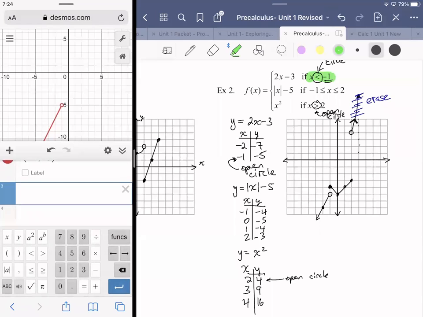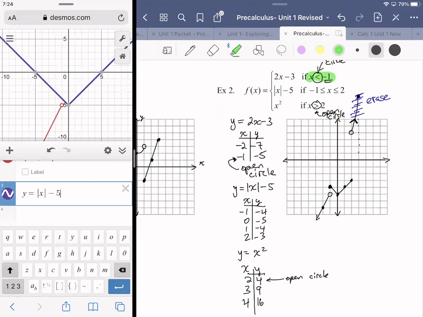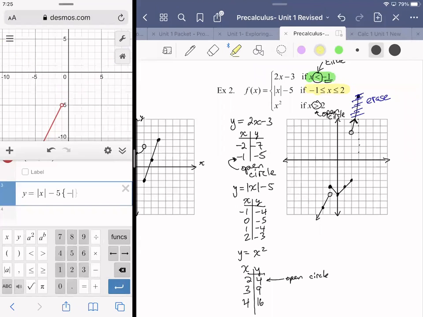The second piece, again, type in the equation, y equals absolute x, close it up, -5. Open your squiggly bracket. So in your keyboard, open a squiggly bracket, and then just type in the given domain, -1 to 2. So -1 less than or equal to x, less than or equal to 2. And it'll plot that piece for you. All right. We don't need to put endpoints on it. It's already there.